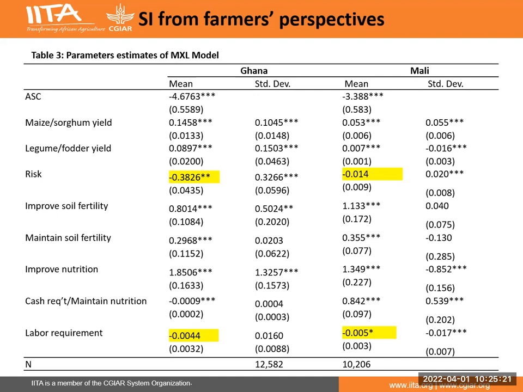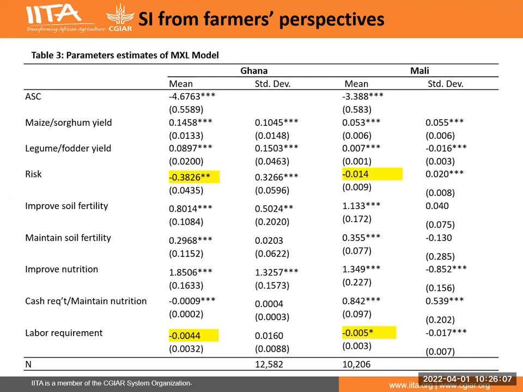In Mali there isn't the same inclination, but it's not significant. Perhaps the difference may be because of the differences in the crops that we considered in Ghana and Mali. In Ghana, we considered maize, which is relatively susceptible to moisture stress, whereas in Mali we considered sorghum, which is relatively more tolerant to moisture stress and drought. So this may make Mali farmers not that sensitive to risk.